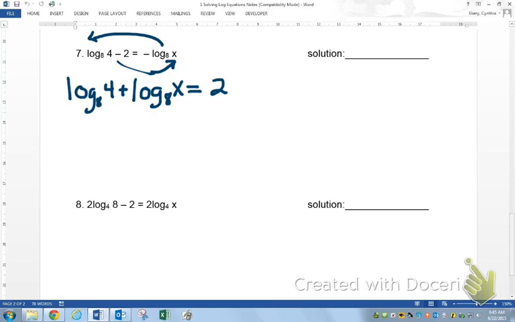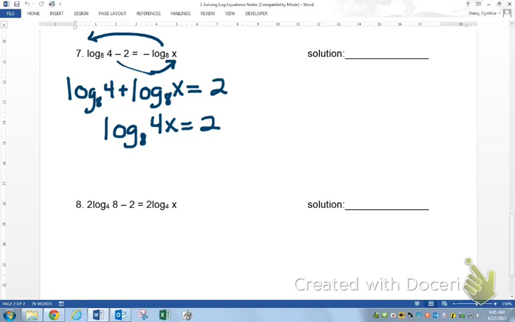All right, so I have 2 logs on the left side, and I can combine them into one log, and I need to do that. So addition on the outside of a log becomes multiplication on the inside. So it's going to become log base 8 of 4x equals 2. This is what we did yesterday.